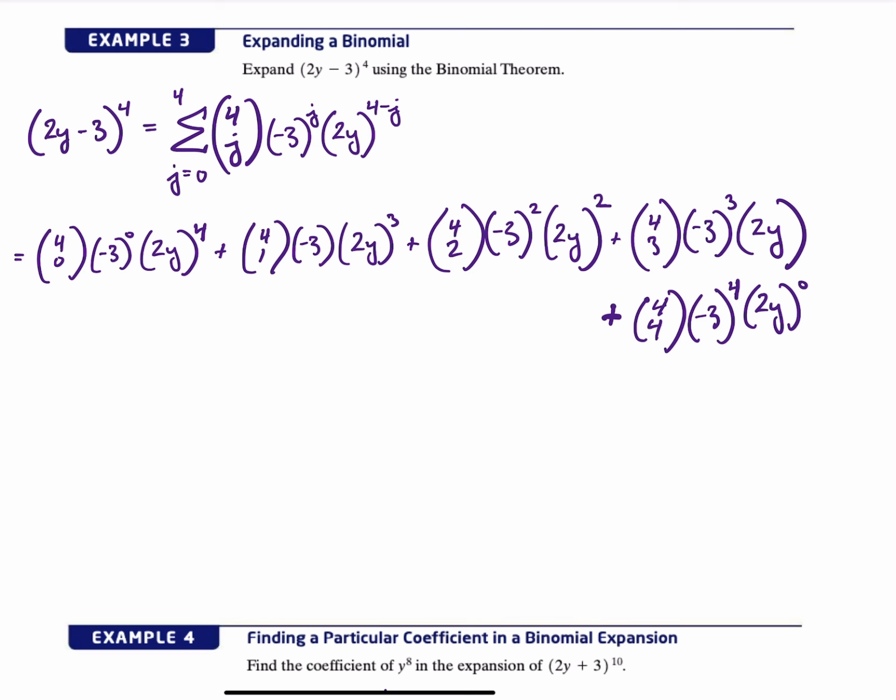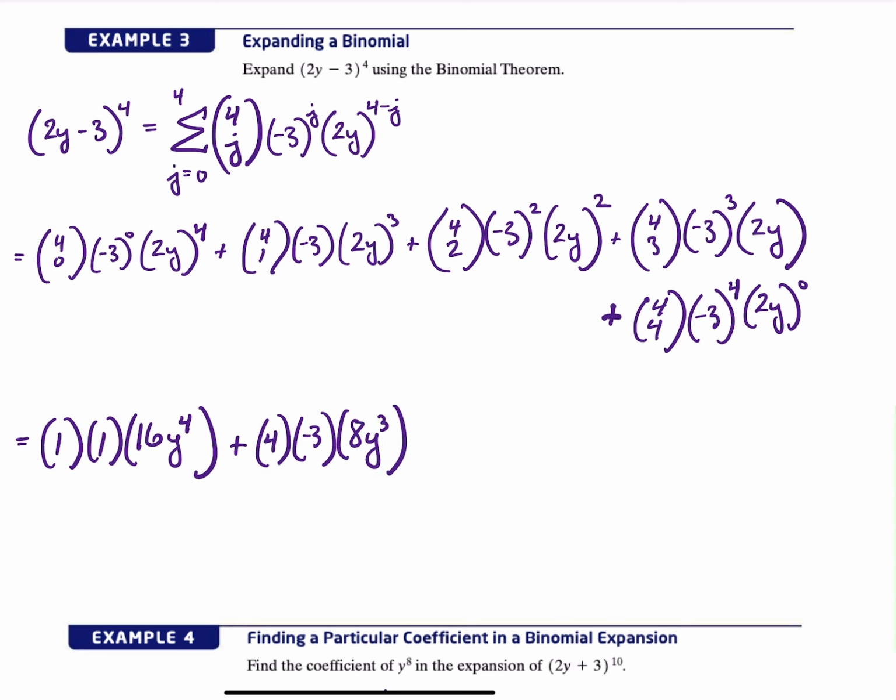So let's start to work through this. 4 choose 0 should just be 1. Negative 3 to the 0 power is 1. So we have 2y to the 4th power. So it'll be 2 to the 4th times y to the 4th. 2 to the 4th is 16. We'll have 16 times y to the 4th power. Next term, 4 choose 1 should be equal to 4. And we have negative 3 to the 1st power. And then 2y cubed. So 2 cubed is 8. And then y cubed is y cubed.